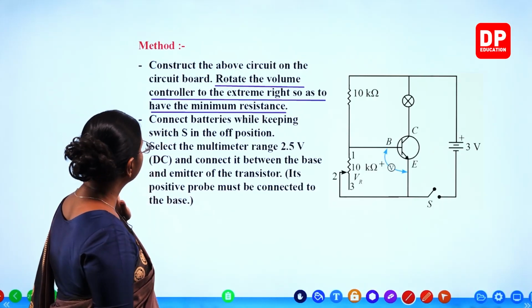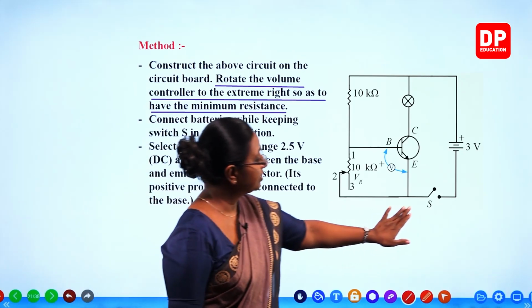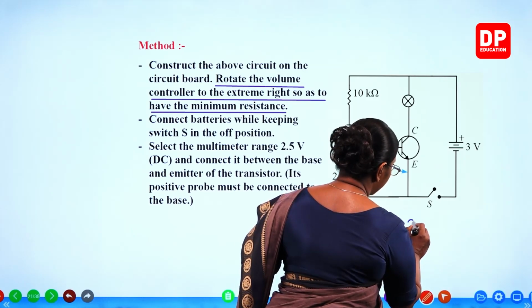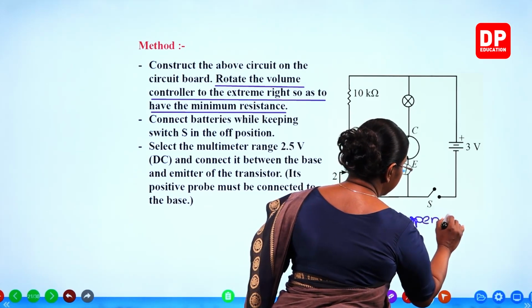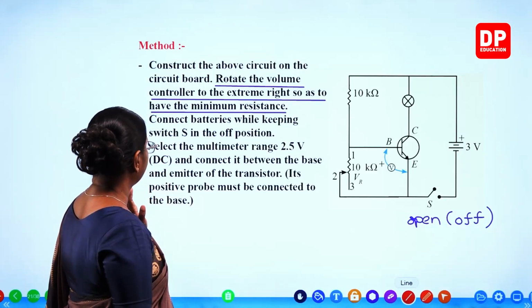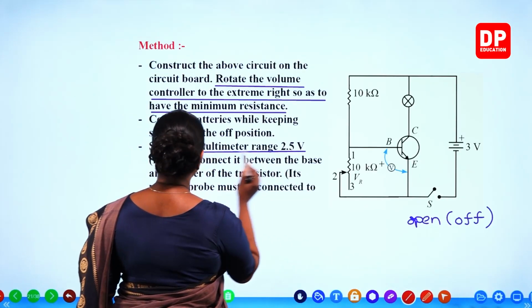Connect batteries while keeping the switch S in the off position. Now switch is open means it's off. So when the switch is open, it is in the off position. We keep it in the off position and we connect the batteries. After doing that, select the multimeter range.